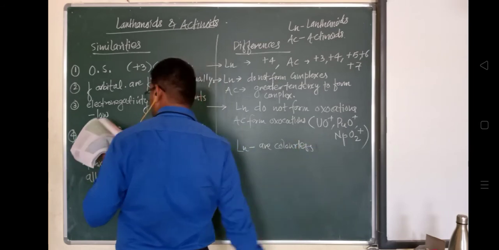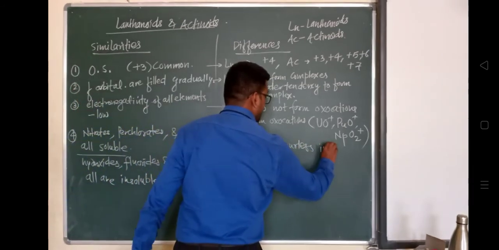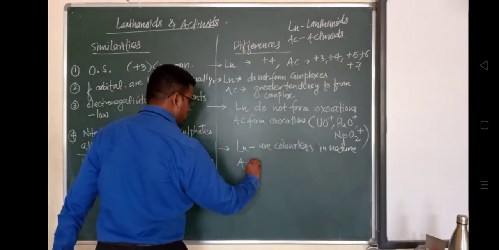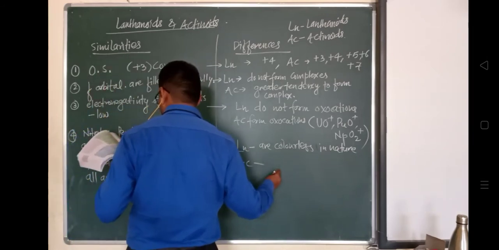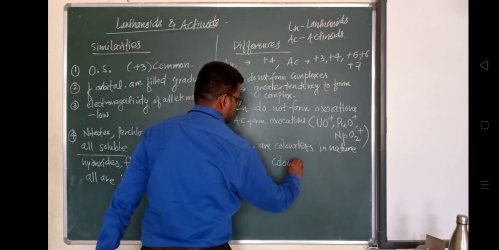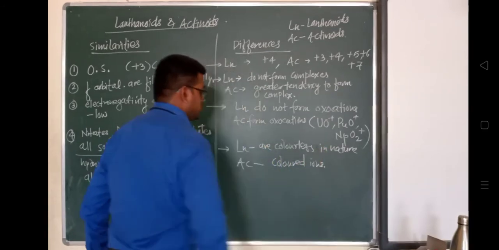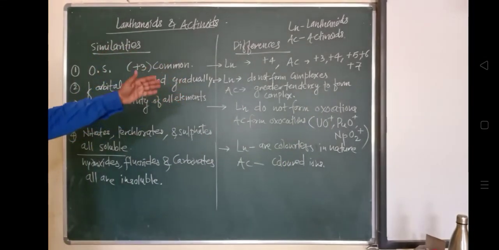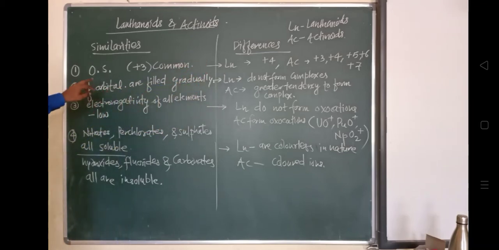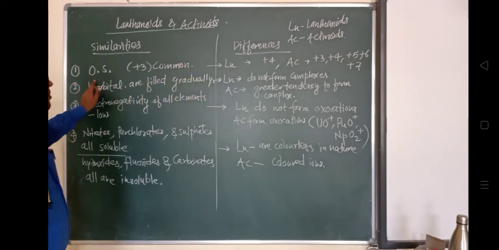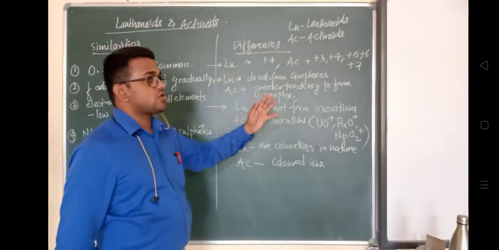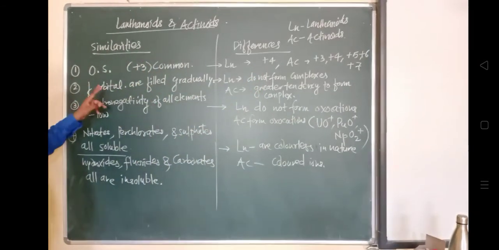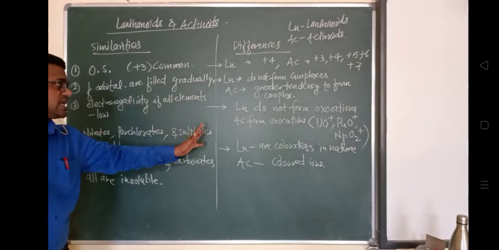The common oxidation state +3 is shown by both, but if we talk about the highest oxidation state, it is shown by the actinoids. The f orbitals are filled gradually in both cases. Lanthanoids do not form complexes, while actinoids have a greater tendency to form them. Electronegativity of all the elements is low, and lanthanoids do not form oxocations, but actinoids form oxocations like UO2 plus, plutonium PuO2 plus, neptunium NpO2 plus.